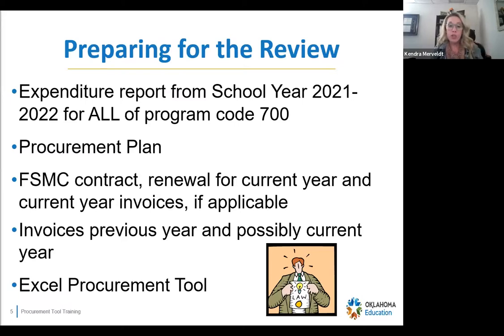When they ask you for the documentation, they sent you the tool. They need you to send the tool back. Again, they need the expenditure report from last fiscal year, which is 2021, 2022. You have to send a copy of your current procurement plan. If you do have a food service management company, they'll ask to see your renewal and the contract, and then they'll want some current year invoices, but you don't have to send those right now.